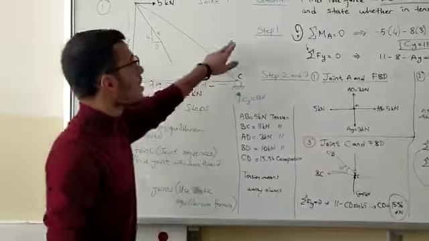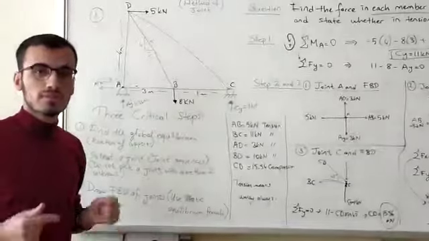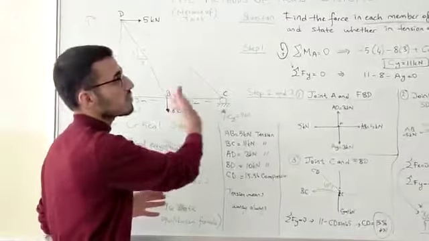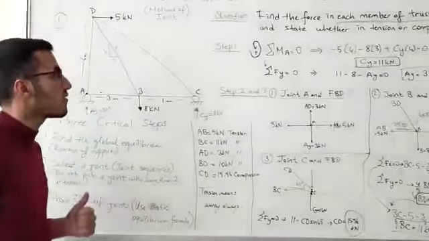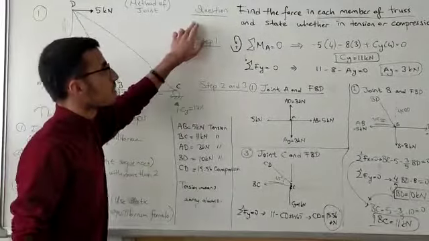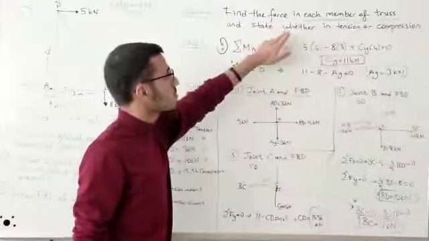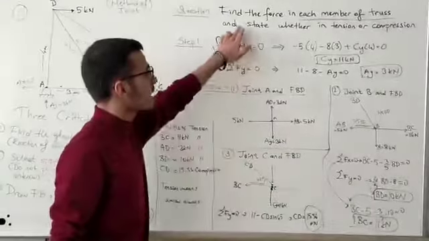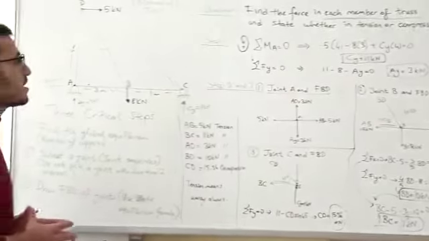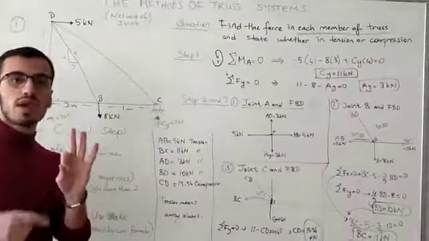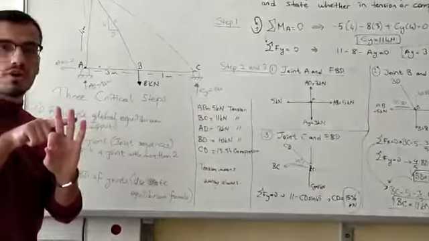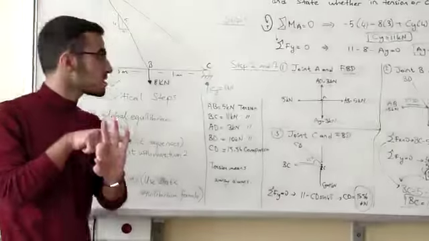Maybe someone watching me right now is asking how to tell the difference between the method of joints and the method of sections. I will mention that. For the question, find the force in each member of the truss and state whether it is in tension or compression. Guys, in the statics course we have three formulas: total moment equals 0, total Fy equals 0, total Fx equals 0.